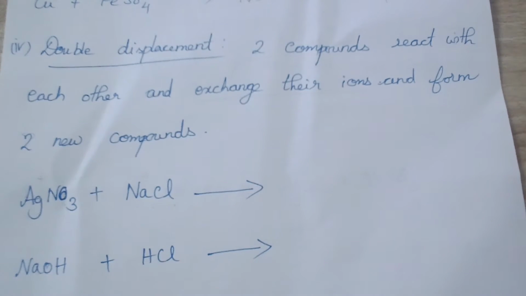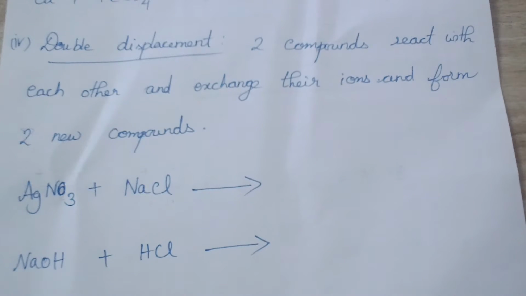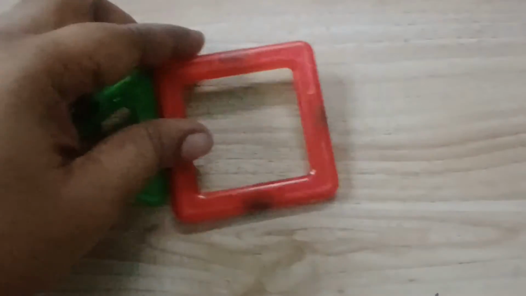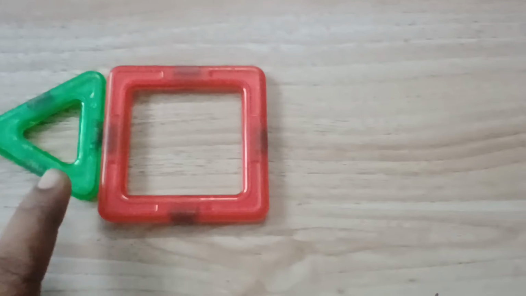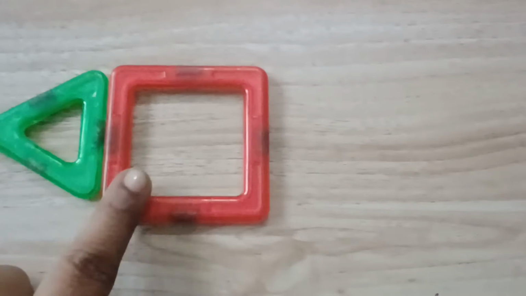So in the case of double displacement, we will not consider the reactivity of the elements. It is only based on the exchange of the ions, that is, positive and negative will exchange. Okay, so we'll see how it happens. For example, two compounds, right? This is one compound. Take this as a positive cation and this as an anion, negative.